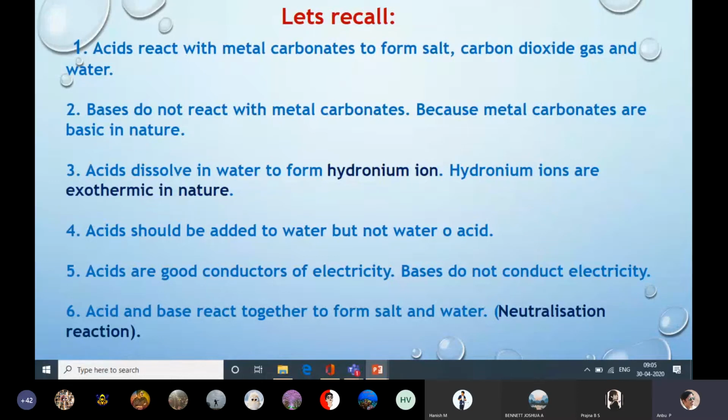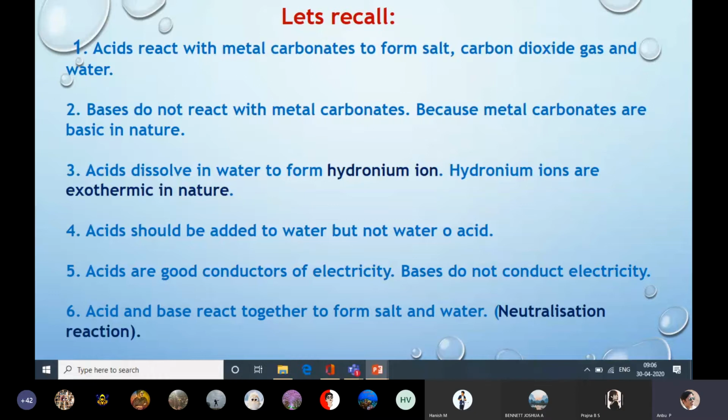In case you add water to the acid, the water stays on top of the acid, which leads to the formation of more hydronium ions. This is highly exothermic, so it may splash out of the container and cause severe burns when it falls on your skin. So that is why we should not add water to the acid, but should always add acid to the water. That was the point we learned.